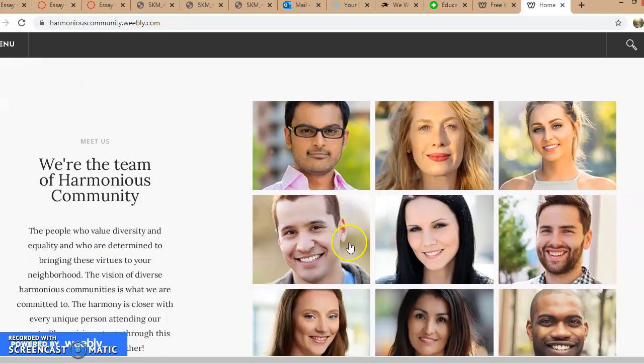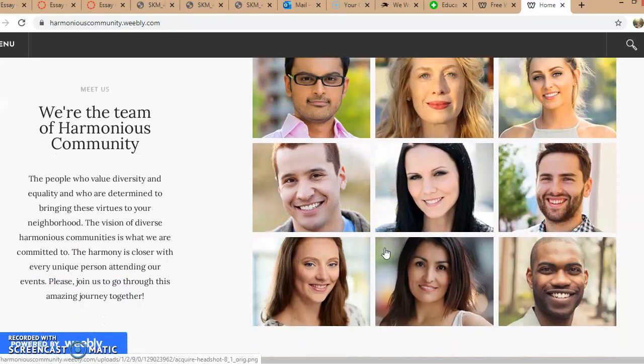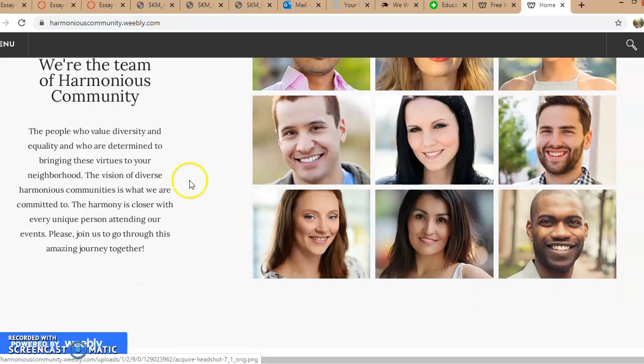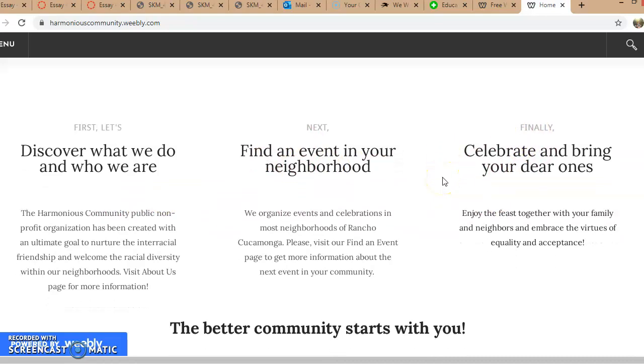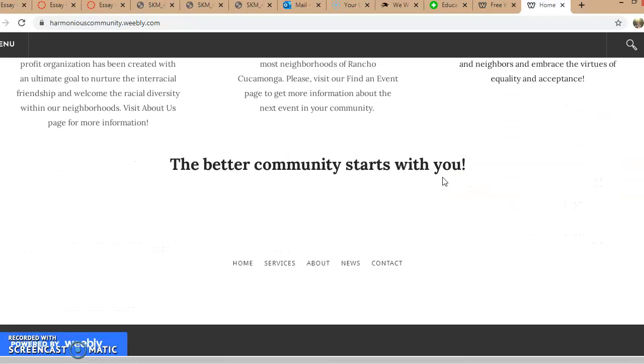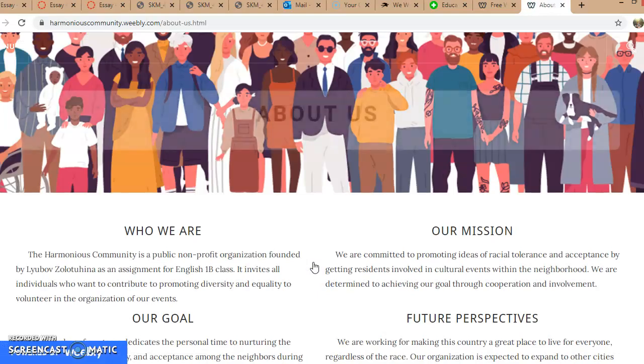She has some pictures here of people that are supposed to be on the team for the organization. This is getting to know what this organization does, discovering what the organization's about, finding an event, celebrating, and bringing your family together for this. So that's kind of like the About Us page, right? Or the landing page, excuse me. Here's the About Us page that she created.